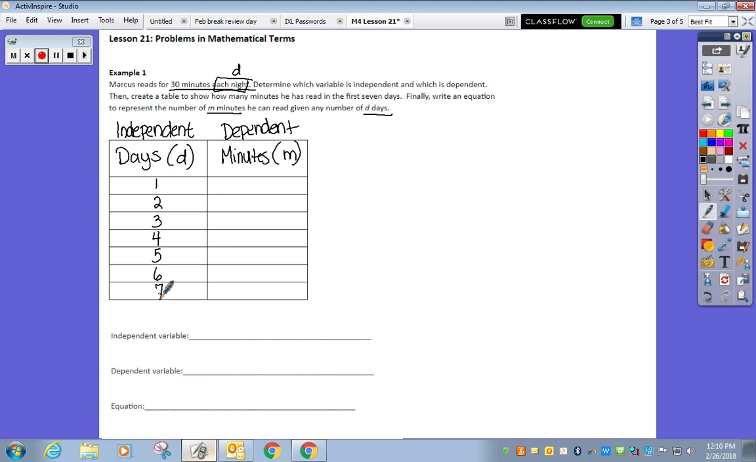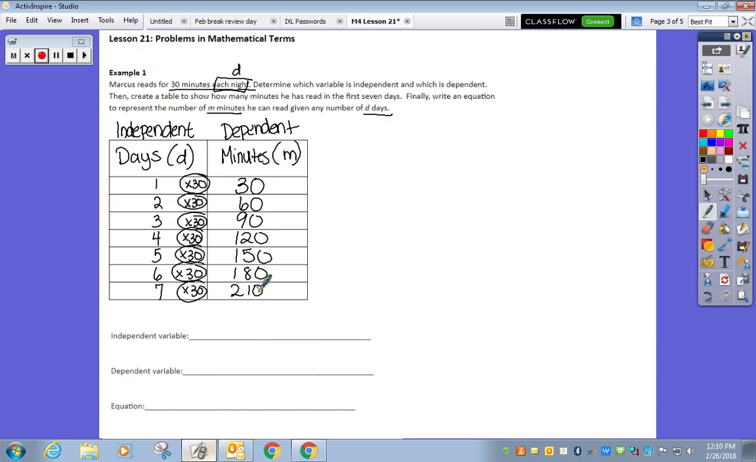So if it says 30 minutes each day, that means 1 day would be 30 minutes. So I did 1 times 30 to get 30. So I'll do 2 times 30 to get 60, 3 times 30 to get 90, 4 times 30 to get 120, 5 times 30 to get 150, 6 times 30 to get 180, 7 times 30 to get 210.